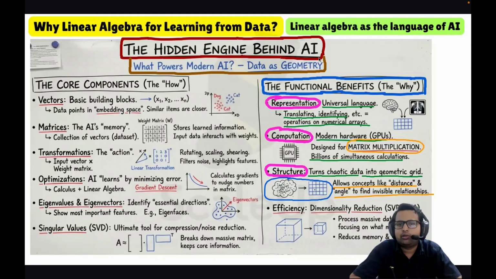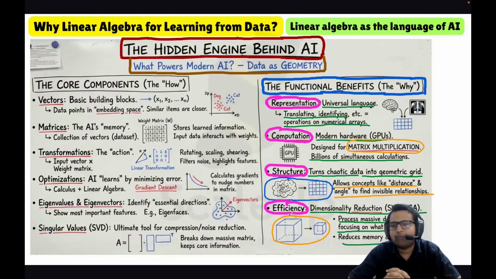And also, we have efficiency. Techniques like dimensionality reduction using SVD and PCA, singular value decomposition or principal component analysis, allow the AI to process massive data sets by focusing only on the components that matter, drastically reducing the amount of memory and power required.